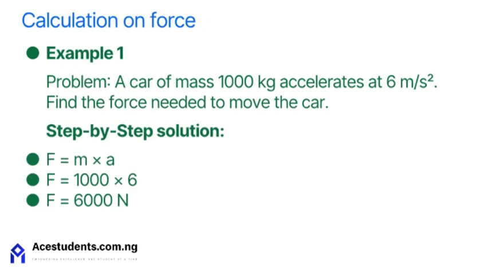We're given a car with a mass of 1,000 kilograms. It accelerates at 6 meters per second squared. Let's find the force needed to move the car. Use the formula, force equals mass times acceleration. F equals m times a becomes F equals 1,000 times 6. We multiply to get 6,000. So, the net force is 6,000 newtons. This is the force needed to accelerate the car.